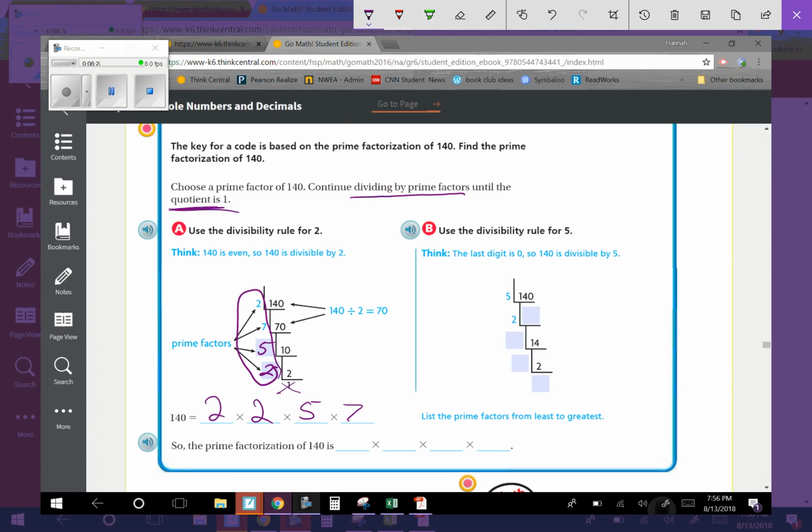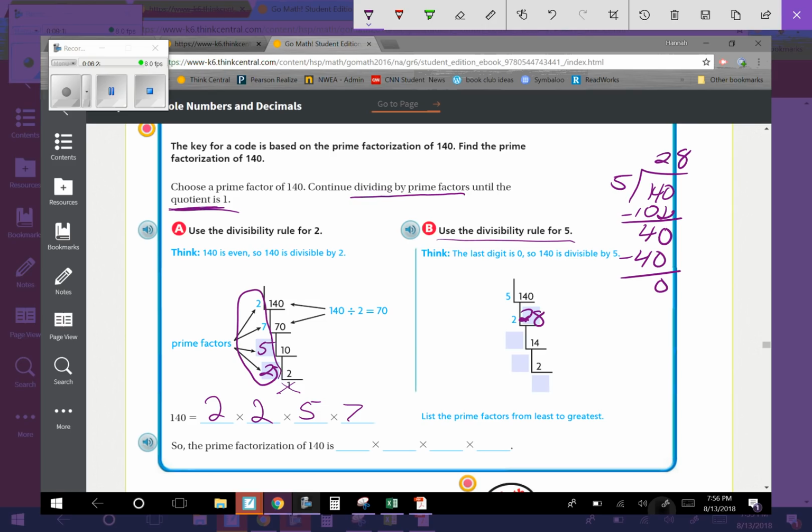Using the ladder diagram again, let's look at this if we're going to use the rule for 5. Because nobody said we have to use 2 first. 140 ends in a 0, so 140 is divisible by 5. I know that. So I can take 140 divided by 5. So 140 divided by 5 is 28. Okay, you probably have to do guess and check for that. But if I take 140 divided by 5, 5 goes in 2 times, which is 10, minus 10 leaves 4, bring down the 0, 5 times 8 is 40, minus 40 equals 0. So that's how I knew that.